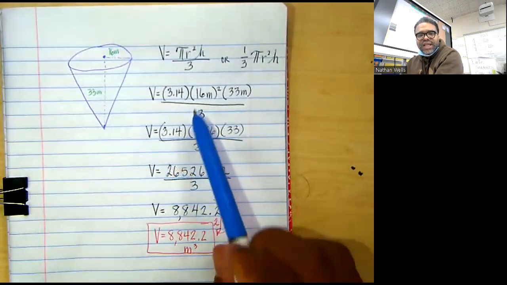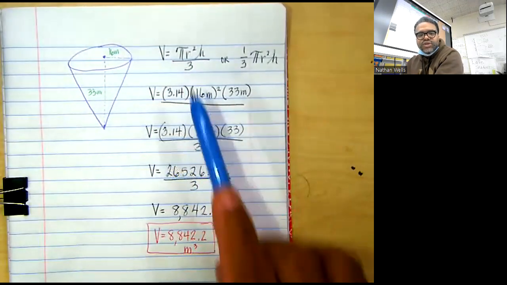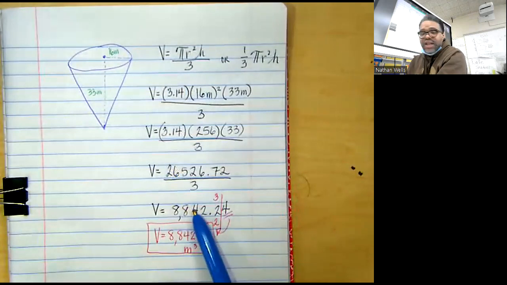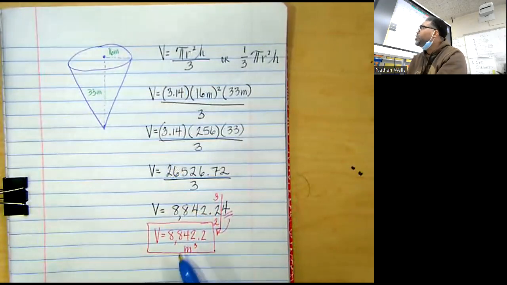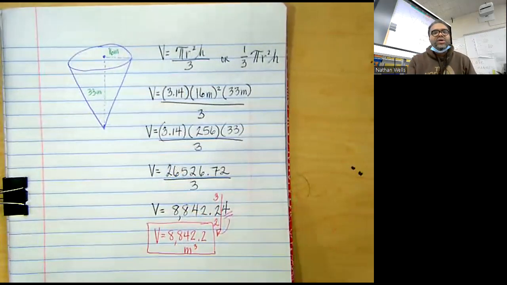Divide by 3, like the formula tells you to, you get 8,842 and 24/100. Round it to the nearest 10th, 8,842 and 2/10 meters cubed. Remember, volume is always measured in cubic meters.